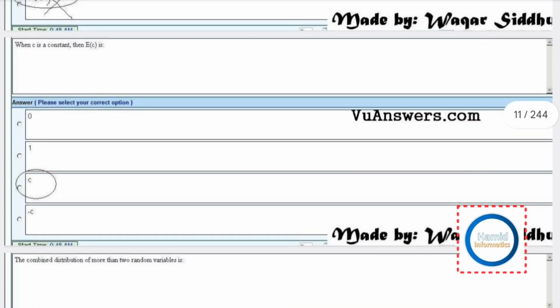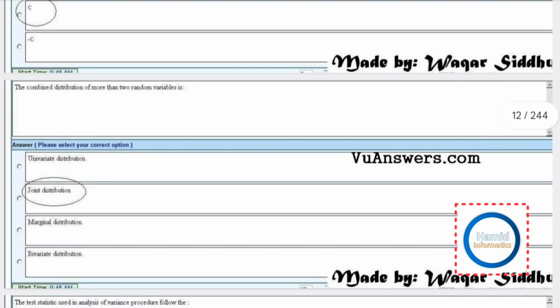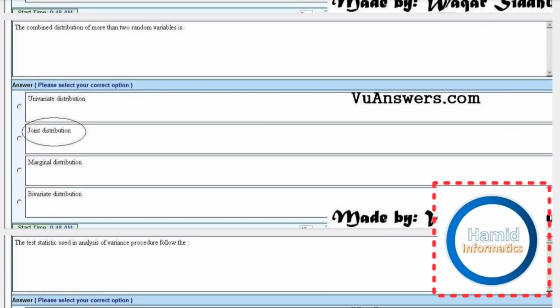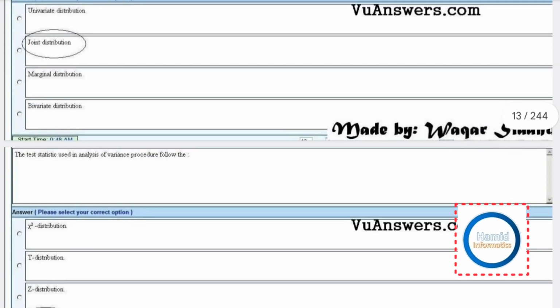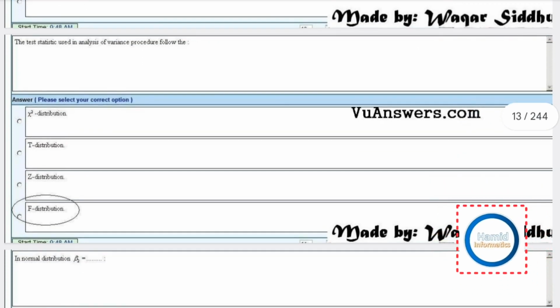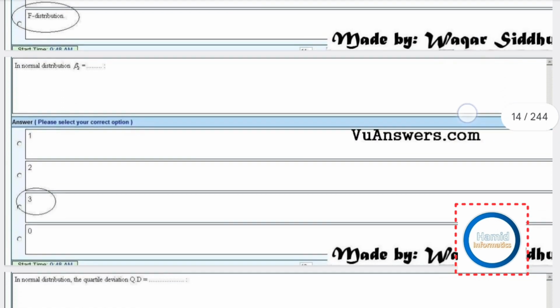Next is when C is constant, then E of C is equal to C. The combined distribution of more than two random variables is a joint distribution. The test statistic used in analysis of variance procedure follows the F distribution.